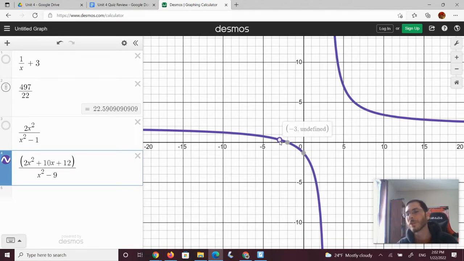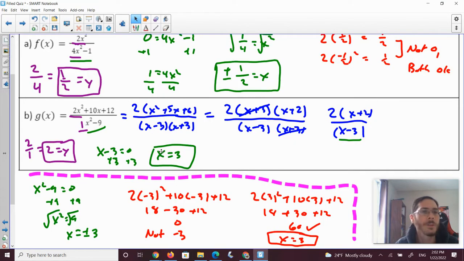Oh, stop right there. So you can see there's a hole. So it doesn't exist there, but it's not an asymptote. Kind of cool. But yeah, our only asymptote is here at 3. So you can double check it with the graph. These ones are kind of fun.